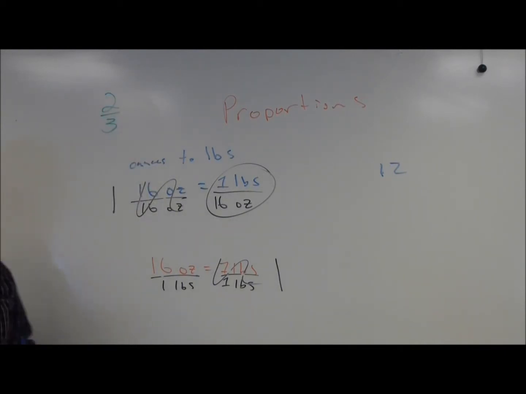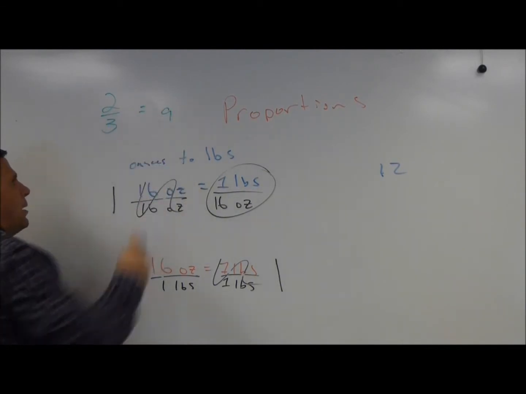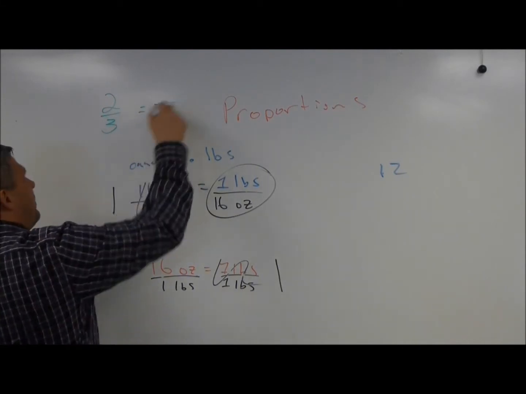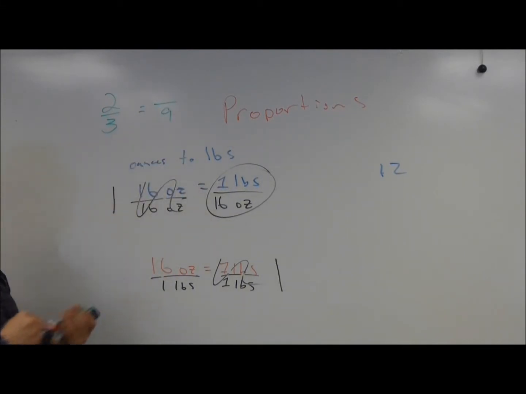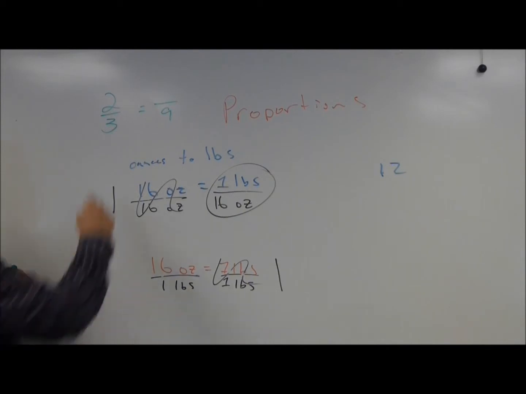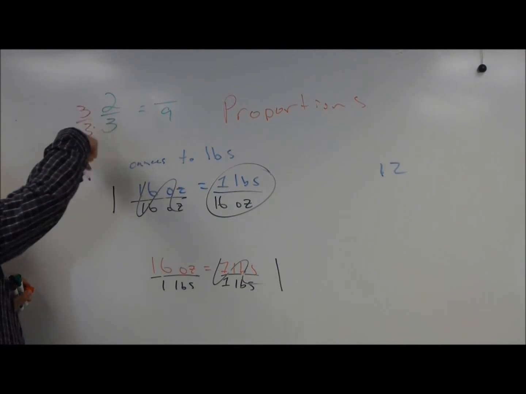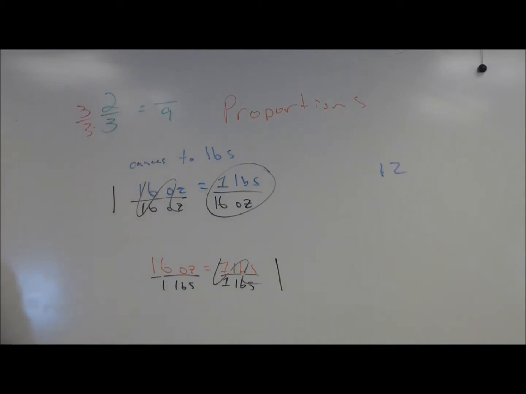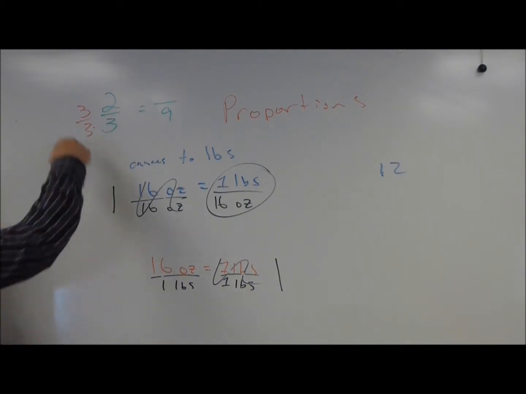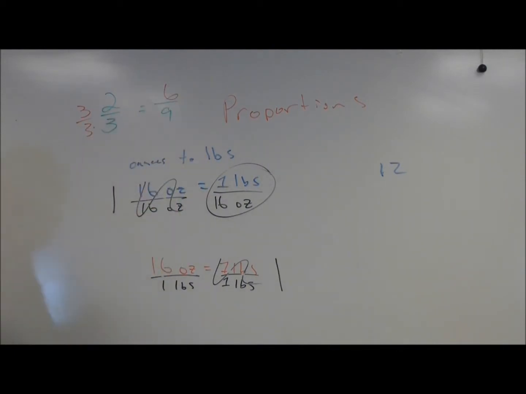Okay? If I want to change 2/3 to look different, like something over 9, okay, then I'm going to multiply the 3 by whatever I have to do to get to 9. And whatever I do to the bottom, I do to the top, because what I'm doing is I'm multiplying it by a factor of 1. Now we did this a lot in chapter 2, when we were adding fractions. And what I get is 6/9. This is the same thing.